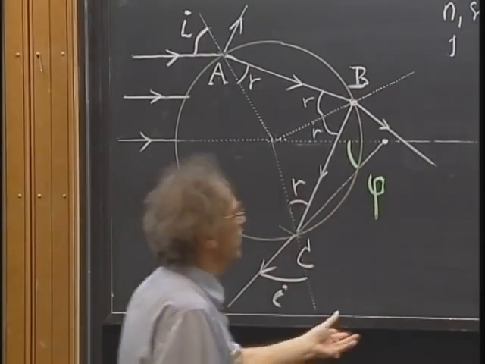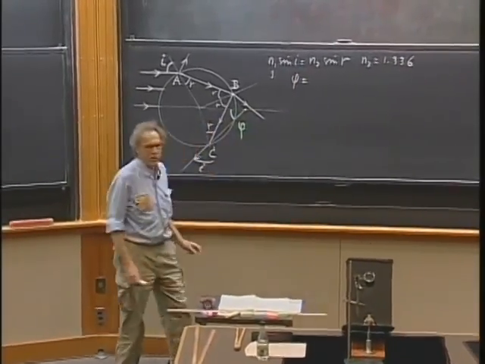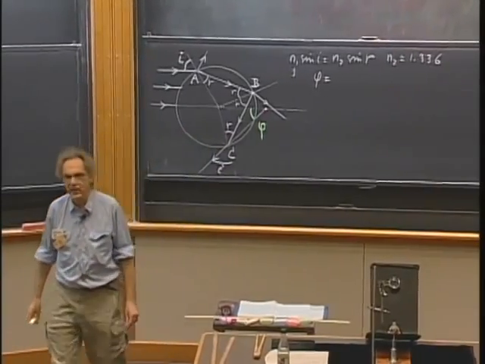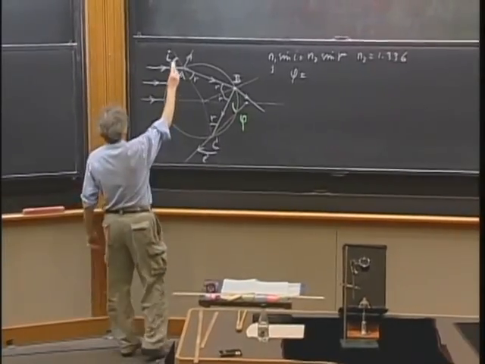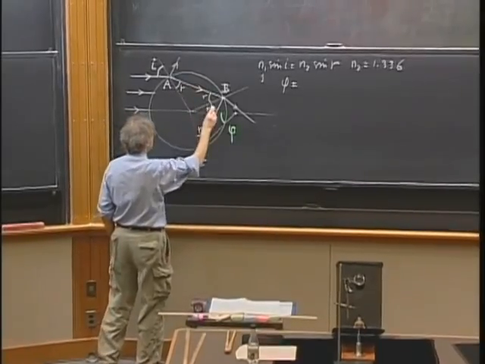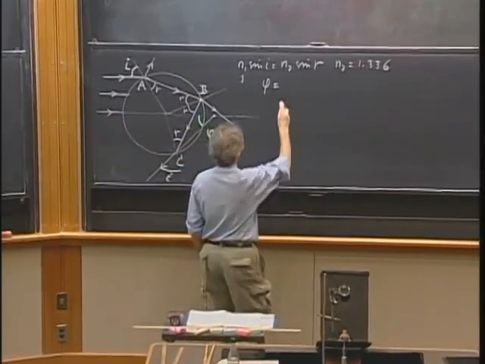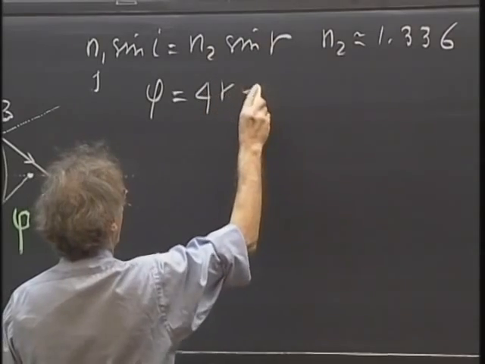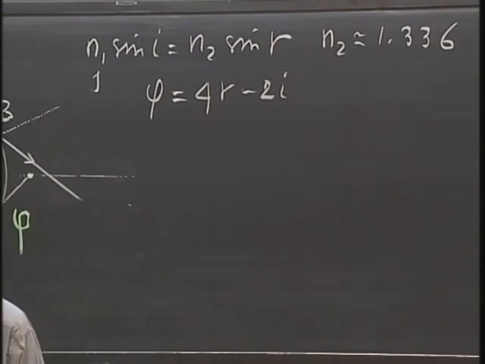One of the first things I ask you in problem 10.4 is to calculate phi in terms of I and R. Well, here is I, and the same angle I shows up here. Here is an R, here is an R, here is an R, here is an R. It's only a little bit of high school algebra to show that phi is 4R minus 2I. And you've all done that because you already turned in your homework.